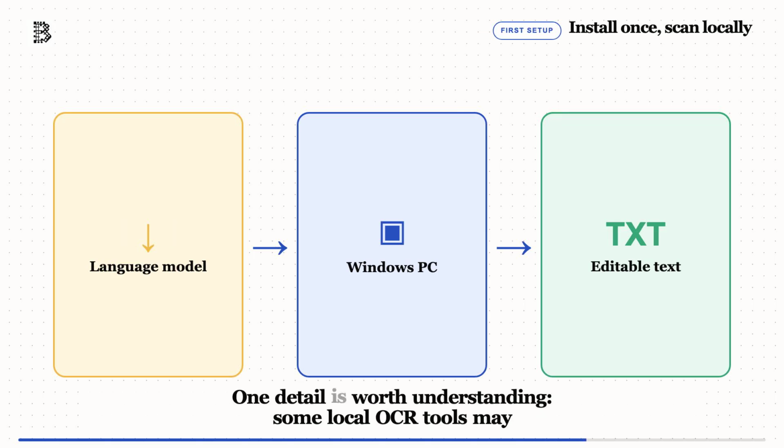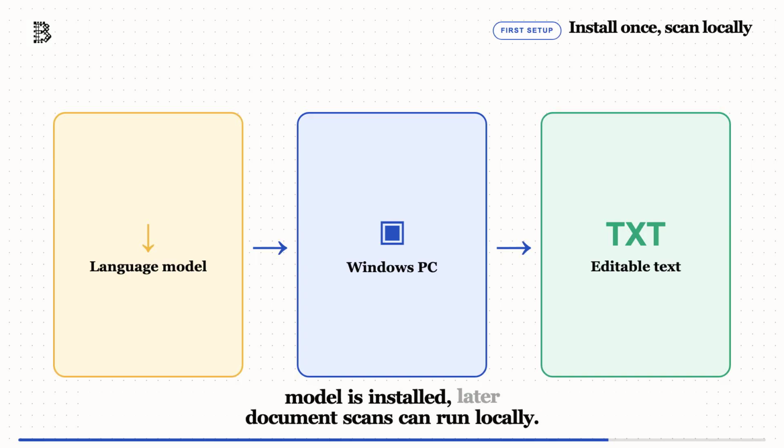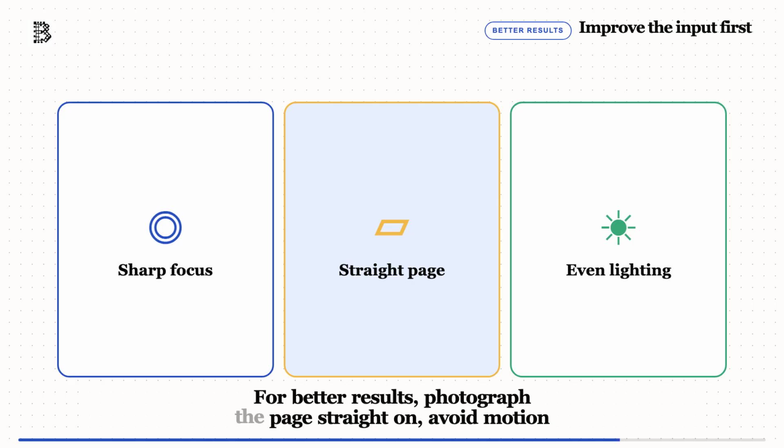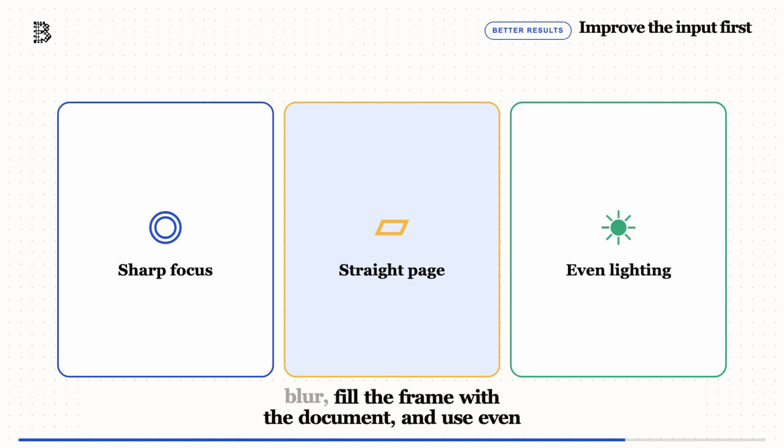One detail is worth understanding. Some local OCR tools may need a language model during first-time setup. After that model is installed, later document scans can run locally. For better results, photograph the page straight on, avoid motion blur, fill the frame with the document, and use even lighting that does not create strong shadows or reflections.